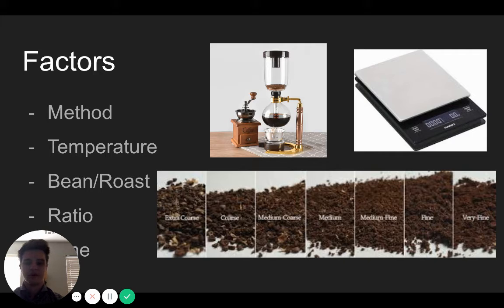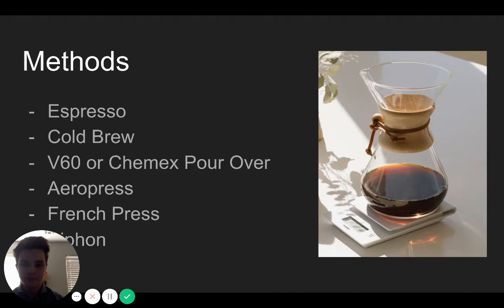And you can see here, I included a picture of the grind size, and the grind size is also an important factor because each brew method has a different grind size requirement to get the best flavor. So we have coarse to fine. So for example, a French press is going to be very coarse, and an espresso shot is going to be very fine. So that's another factor to take into account when brewing your coffee.